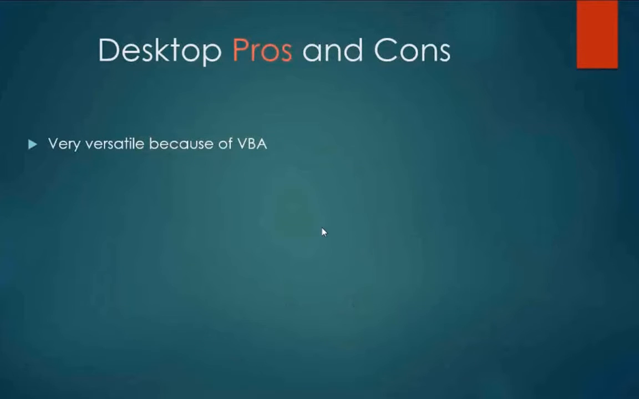So if we look at the pros of the desktop, the first thing that comes to my mind, because I consider myself a programmer, is that it's extremely versatile because we have Visual Basic for Applications running behind it. We've got all the coding tools at our fingertips. There's so much you can do. I've been working with Access for 15, 16 years now, and there's plenty of things that I still run across and say, oh, I didn't even know that was available to me. So there's a whole lot that you can do with VBA.